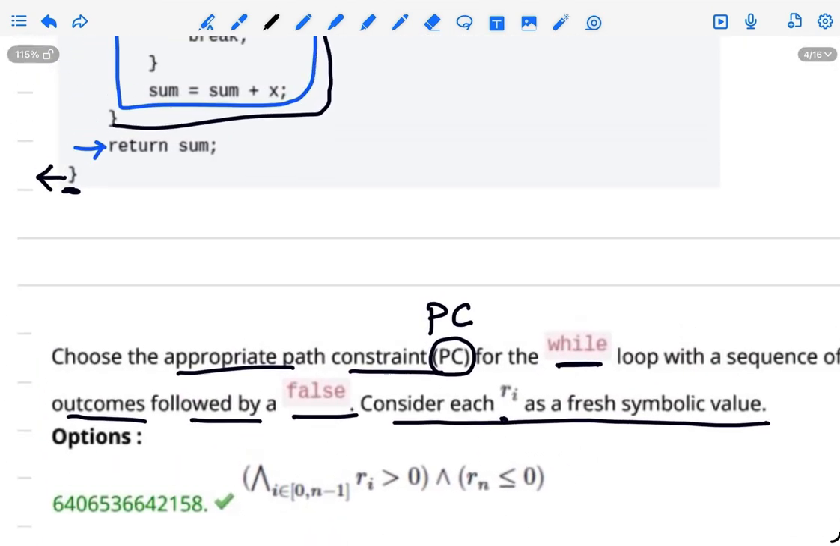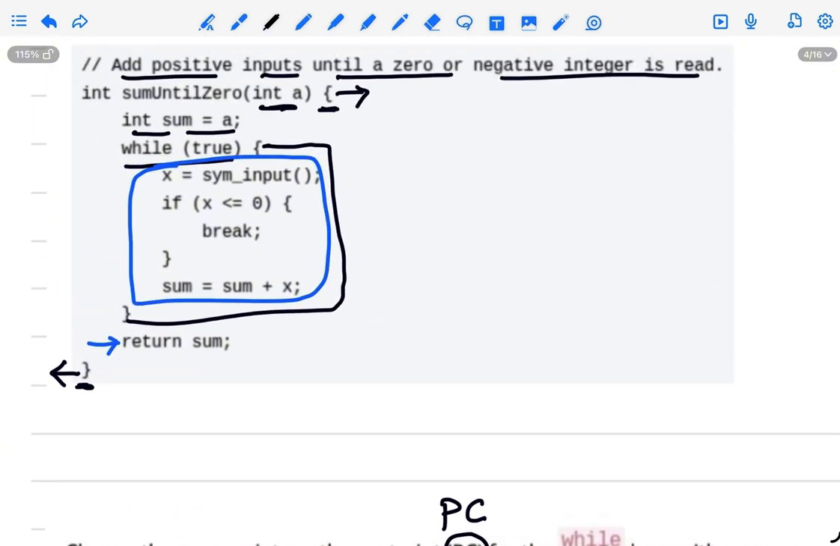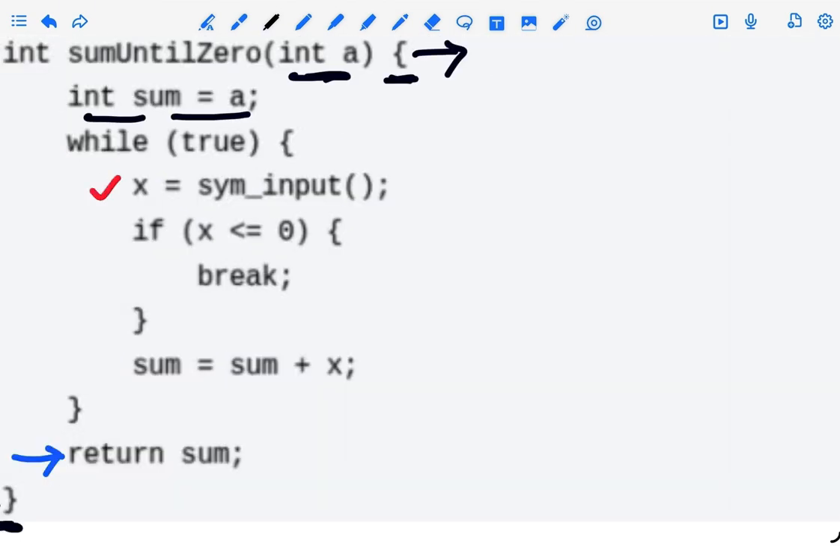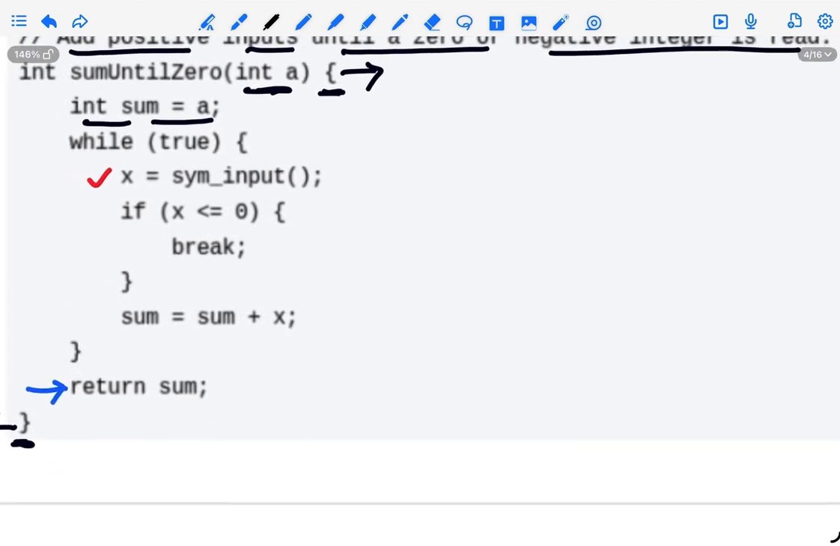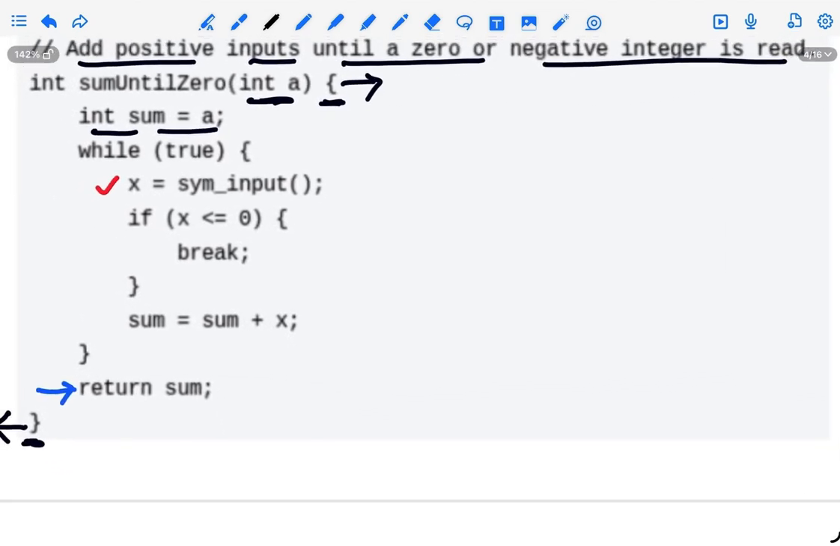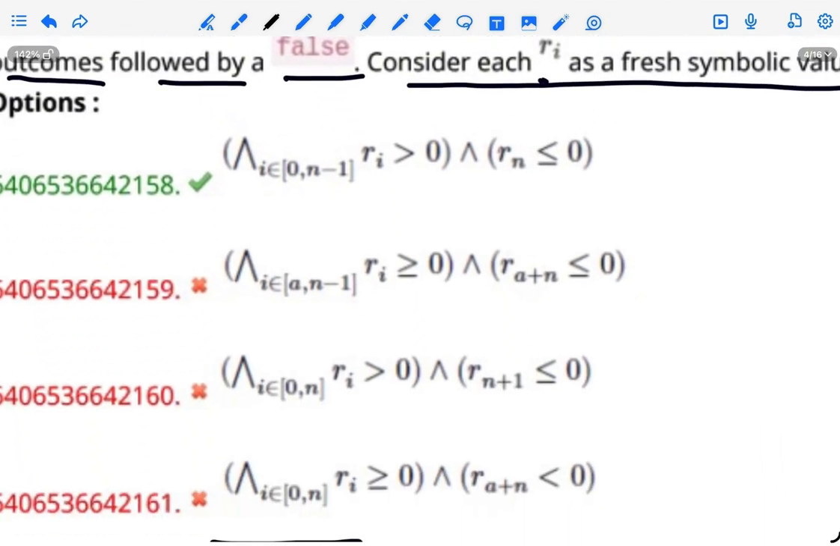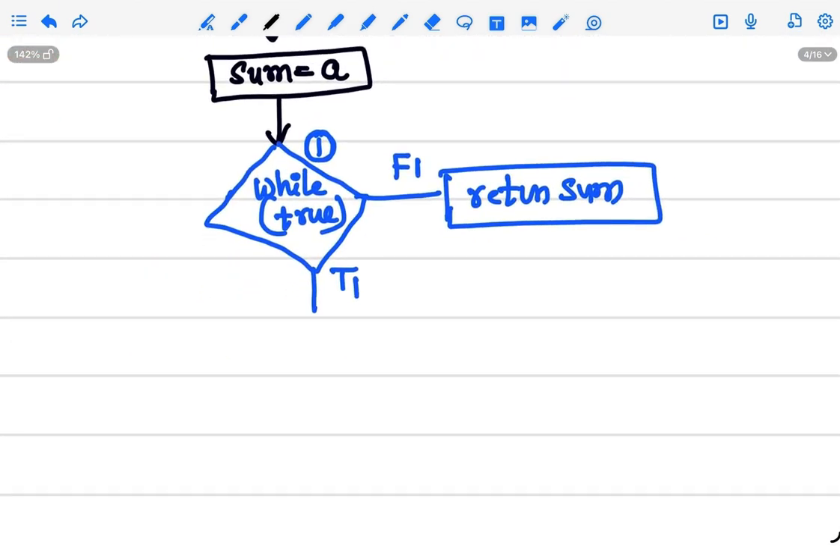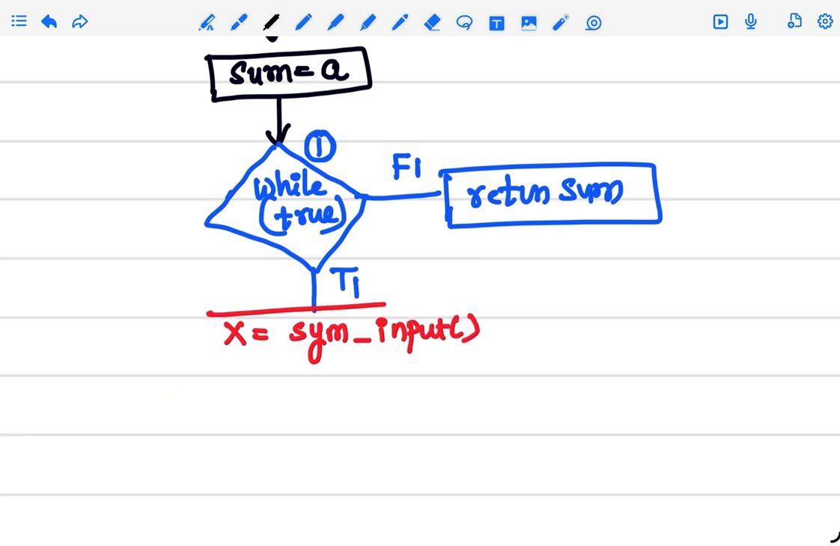If the condition is true, this line, x equal to sym underscore input, that is symbolic input. X is a symbolic input, friends. So the symbolic inputs are different from normal concrete inputs. So x is a symbolic input. This statement is there.